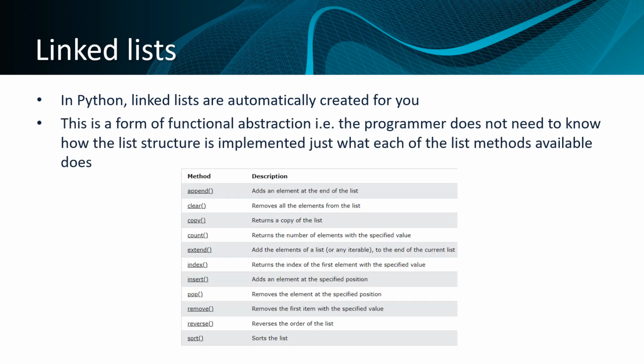This is a form of functional abstraction. That's because the programmer does not need to know how the list structure has been implemented, just what each of the list methods available does.